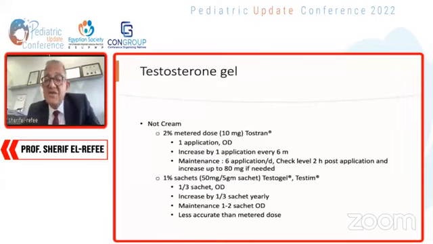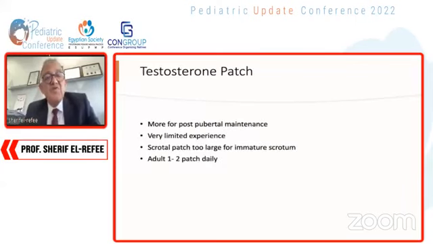The gel is different from cream, and you have to remember this. The cream we mentioned for penile enlargement in the neonatal period, but the gel is for inducing puberty. Few studies have used this protocol with success, but as I mentioned, I think it's mainly for maintenance rather than for induction of puberty, practically speaking. Testosterone patch is another one, but again, I think it is more appropriate for adult use, particularly the scrotal patch, which will be too large for the immature small scrotum in children with hypogonadotropic hypogonadism.